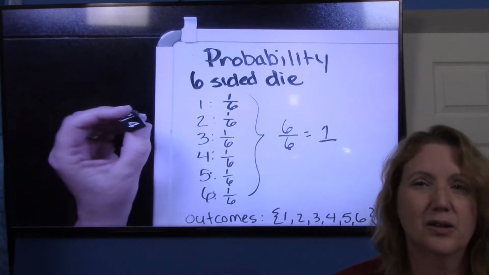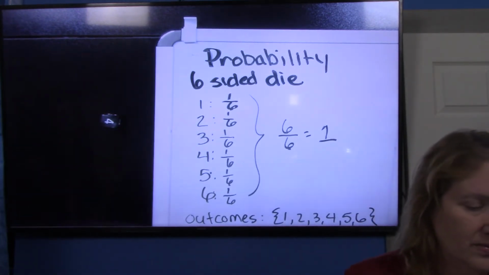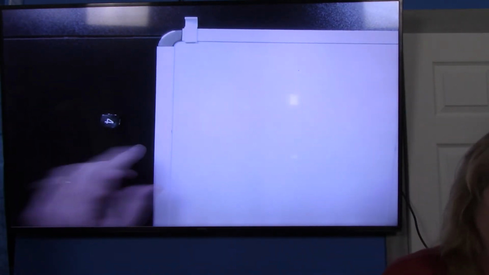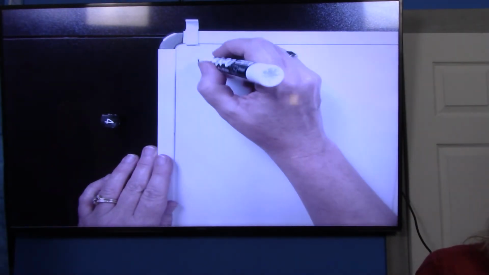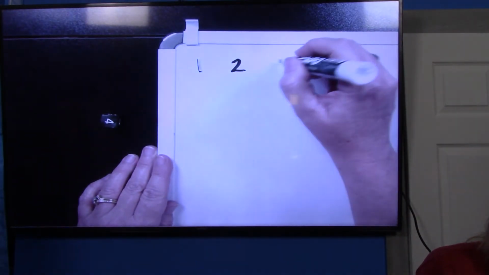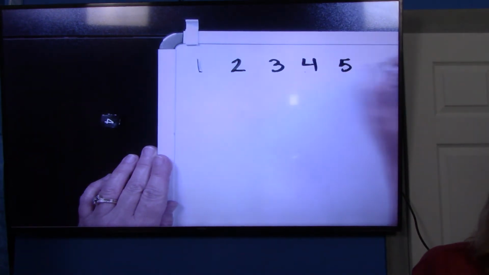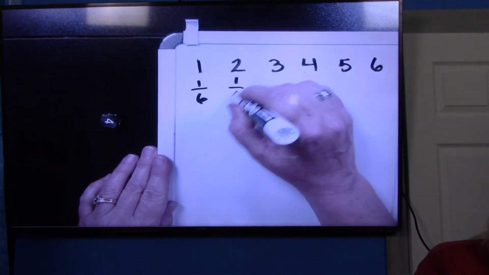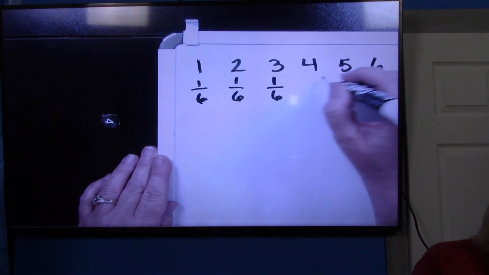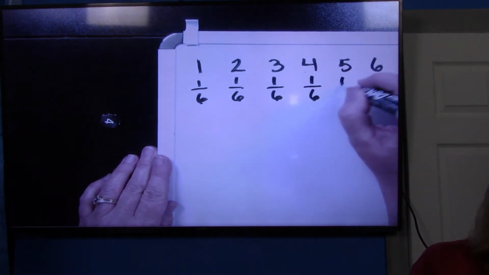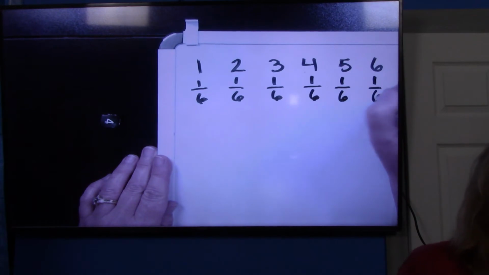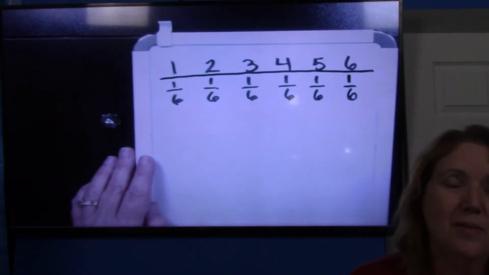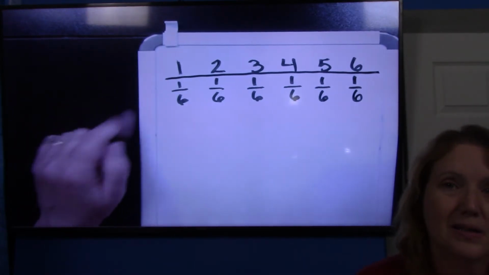Okay, let's look at this a little more. I'm going to erase this here. And just at the top, I'm going to remind you that on this 6-sided die, I have 1, 2, 3, 4, 5, 6. And underneath, I'm going to put the probability of getting each one of those. This is called a probability model or probability table. Okay, so there are my sides and there are my possibilities.